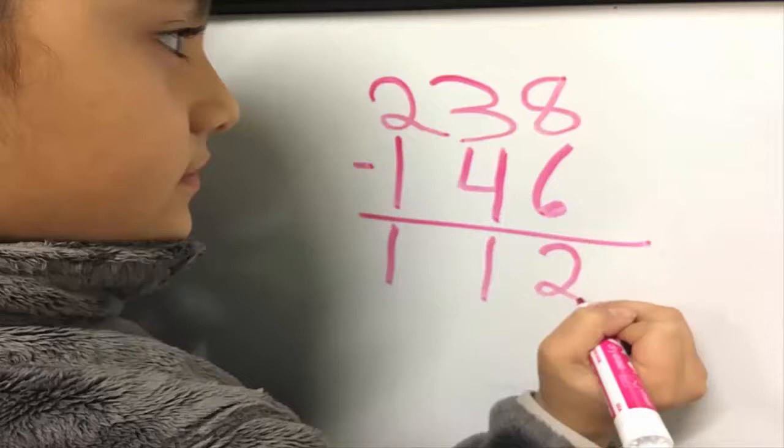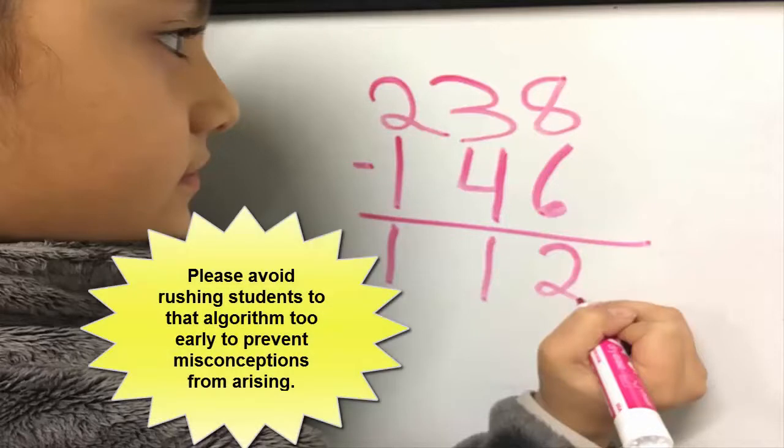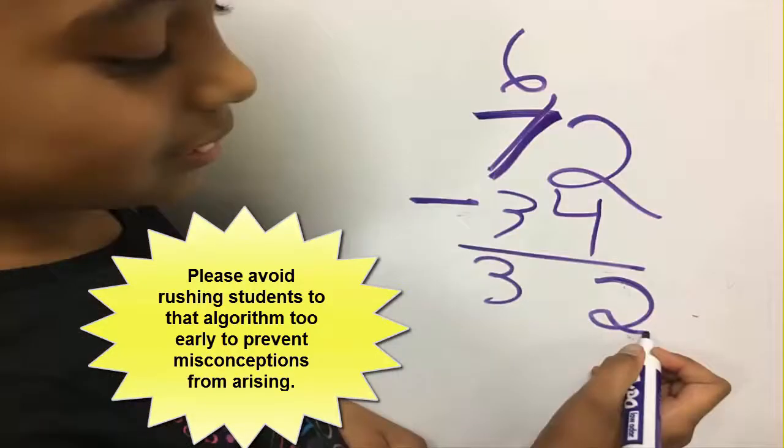This example shows that the pupil is not thinking about the calculation as a whole, but treating each column as a separate subtraction in its own right. The pupil needs to work on their understanding that numbers can be partitioned in different ways.